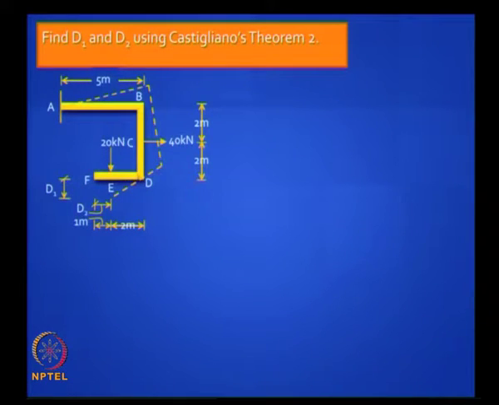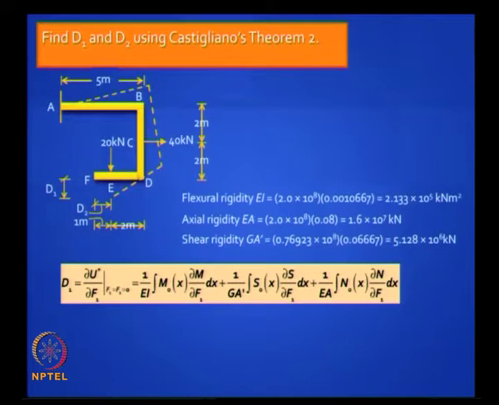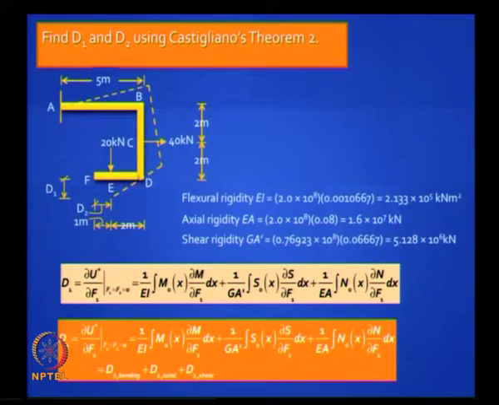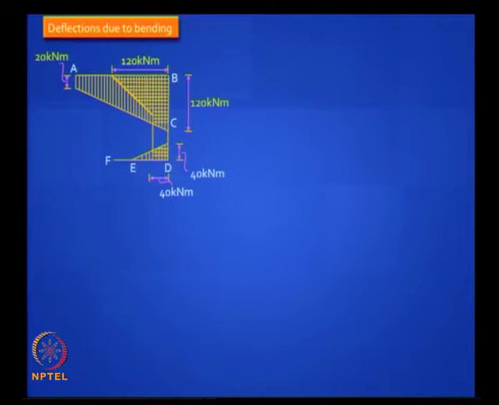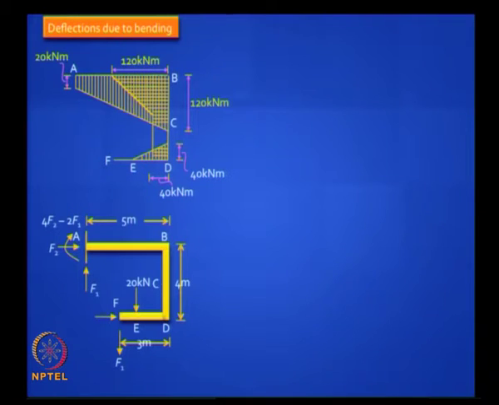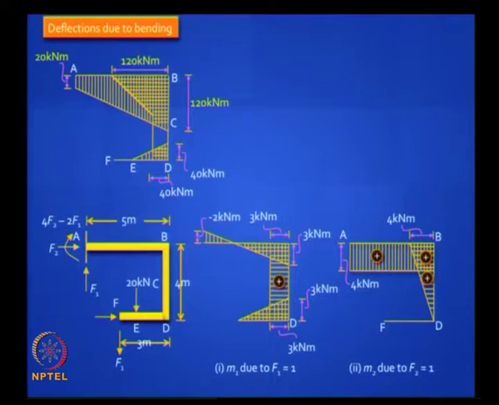You remember we did this problem finding d1 and d2 using the unit load method, right? Here let us make it more complex by including axial deformations and shear deformations. I will go through it fast. You can find it using Castigliano's theorem. First find the deflections due to bending. So you have a bending moment diagram, and to find d1 you apply F1 equal to 1, and you get the unit load bending moment diagram M1. To find d2 you find M2.